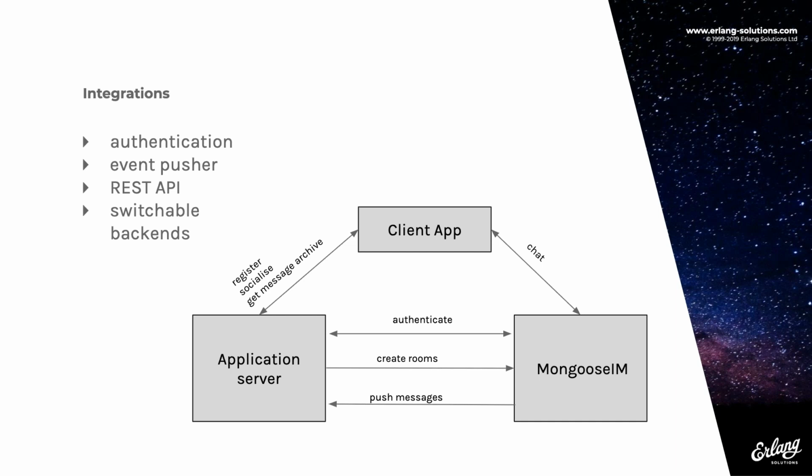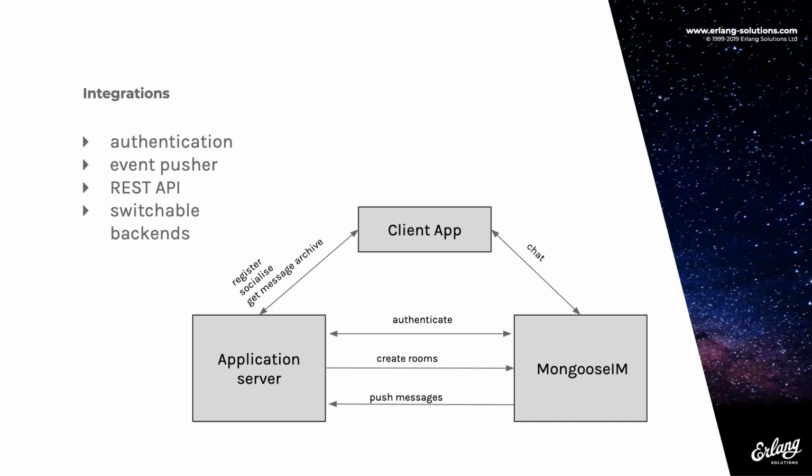So here we have an application server written in Java, or I think it was Java, and the client application that communicates with the application server using JSON. A client registers, creates his own account, then he can do some socializing, networking, whatever there was. And this is also where his message archive is. But when he wants to chat, then he establishes a TCP connection to MongooseIM.